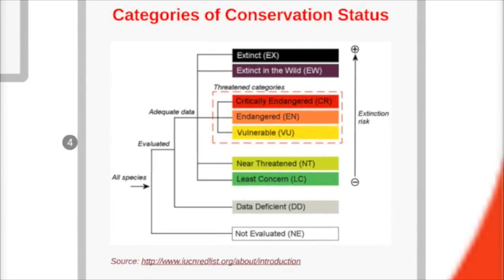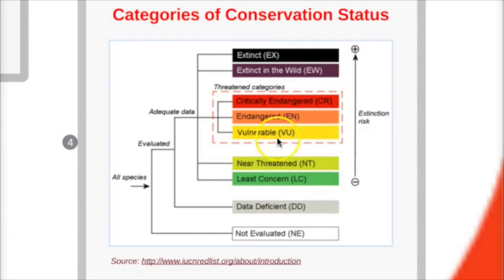So, to understand the core mechanism, let's look into the conservation status. If you ever have a species, what IUCN will do is, first of all, see if it has been evaluated before or not. If it hasn't, then they will put it into the not evaluated category. If it has been evaluated before, then we will see if there is adequate data or not. If there isn't, then we will put it into the data deficient category. If we have enough data, then we will further evaluate the extinction risk.